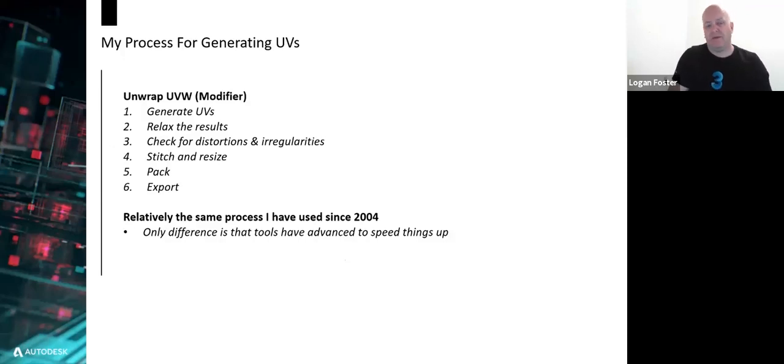So what I look at about my process when I'm doing UVs, when I generate my UVs, it's basically 6 steps. So generate, relax, check for distortions. I'm going to stitch and resize. I'm going to pack, and I'm going to export. And like I said, this has basically been the same process I've used since 2004. It's just that the tools have gotten better, more efficient to help make this a faster process. So it's something that I've worked with for a long time, and hopefully you guys will find a lot of value and a lot of benefit from it.